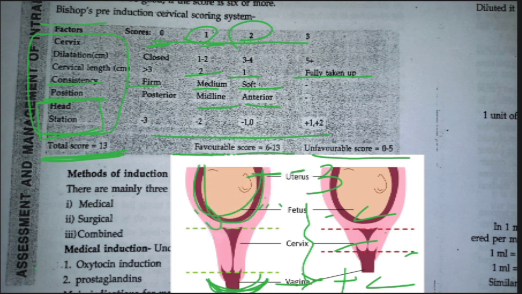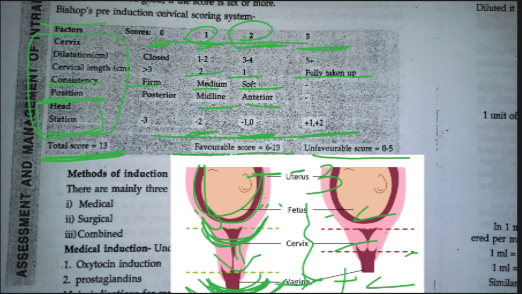When the baby starts to move out a little bit, it's here, then the score will be -2. At that time we will give 1 score. When the baby comes out a little bit further down, at that time -1. At that time we will give 2 score. And lastly, the baby's head will be visible and it is about to be born. At that time +1 or +2. At that time we will give 3 score.